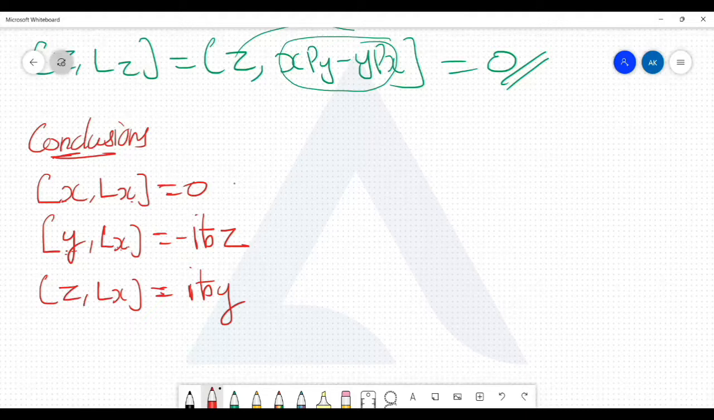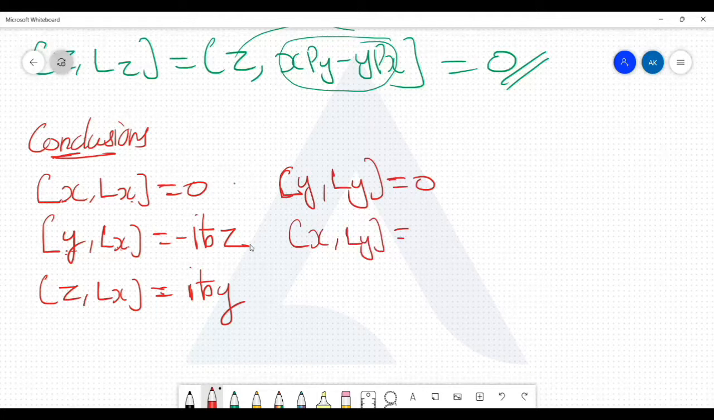With the order you have to take. If it is cyclic, then it is plus; if not cyclic, it will be minus. Now, the result: Y Ly. This is 0. Now, X Ly is iħ cross Z. X Y Z, positive one.